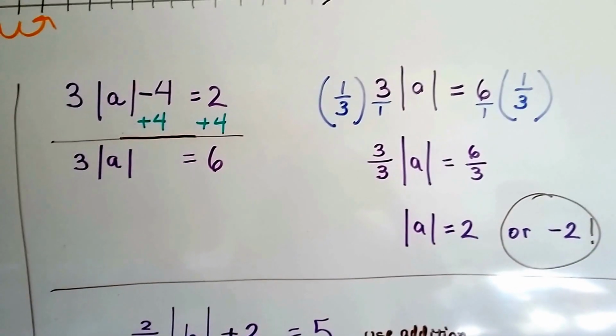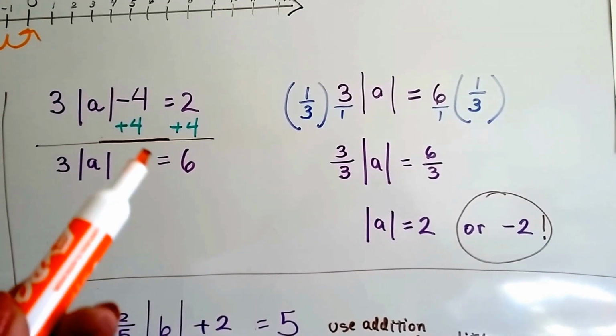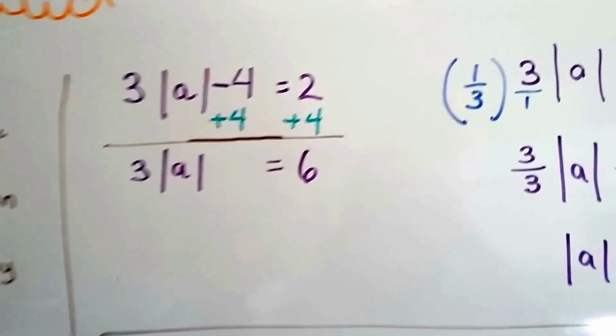We've got 3 times the absolute value of a minus 4 equals 2. So what I see right away is we can create a 0 pair, right?